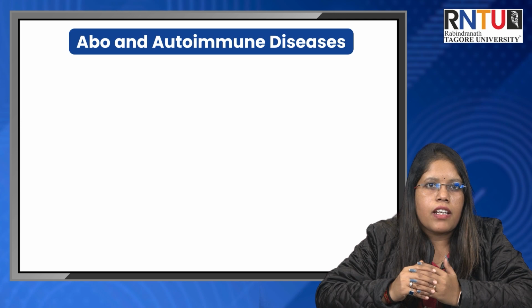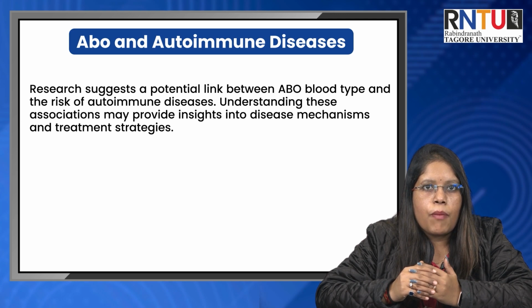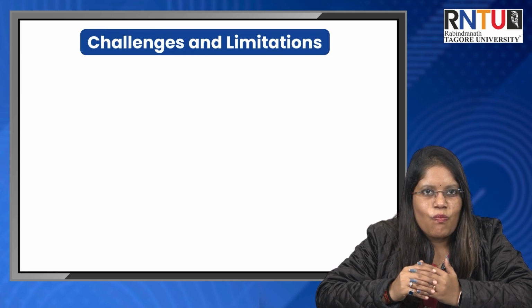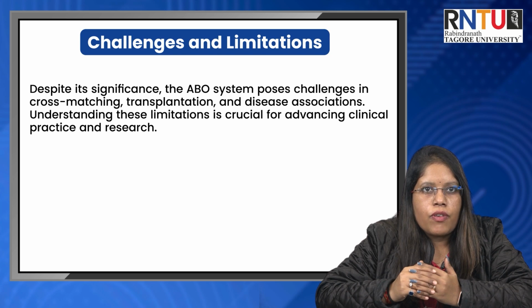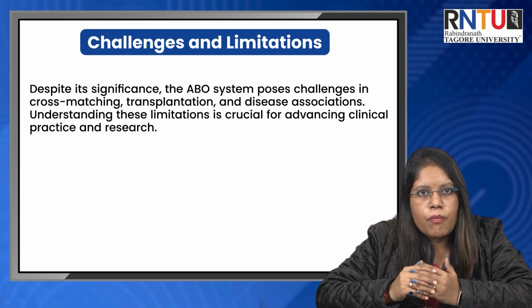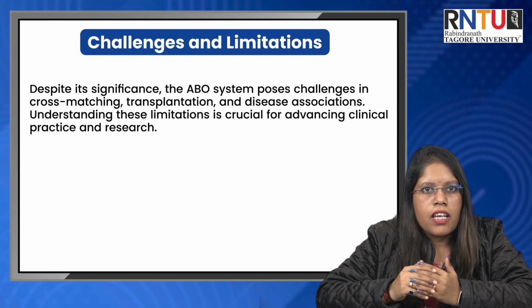ABO blood group and immune disease. Research suggests a potential link between ABO blood group type and risk of autoimmune disease. Understanding these associations may provide insight into disease mechanisms and treatment strategies. Challenges and limitations. Despite the significance, the ABO blood group system poses challenges in cross matching, transplantation and disease association understanding. These limitations are a call for advanced clinical practice and research.